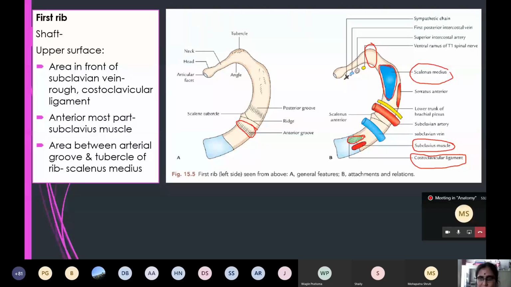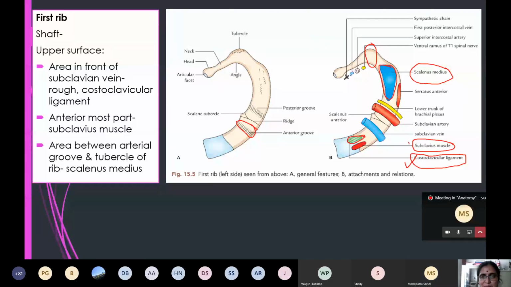Okay, I repeat here. In front of the groove for the subclavian vein, there is an attachment of a ligament. What is the name of the ligament attached to the upper surface? A ligament between rib and clavicle. Costoclavicular ligament. Very good. Slightly in front of that, there is an attachment of a muscle that lies below the clavicle. What is the name of the muscle? Subclavius. Okay, my dear, very good.